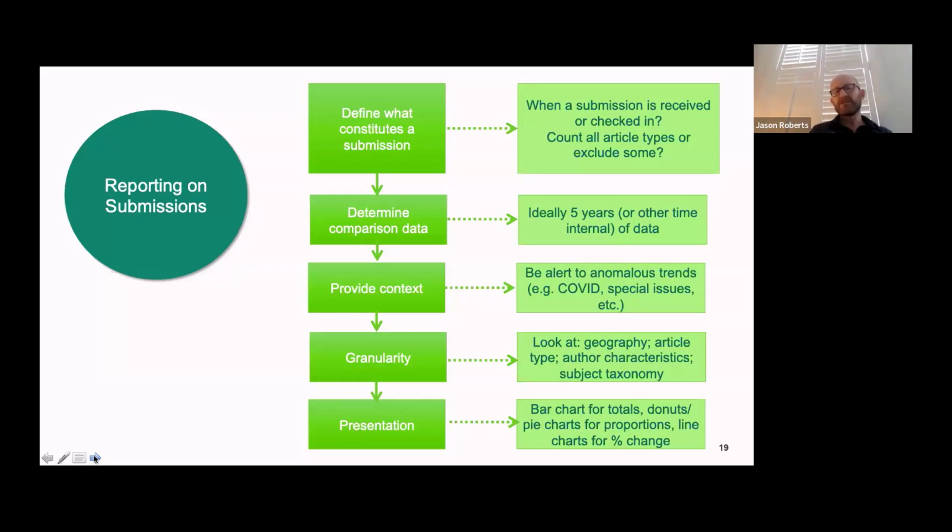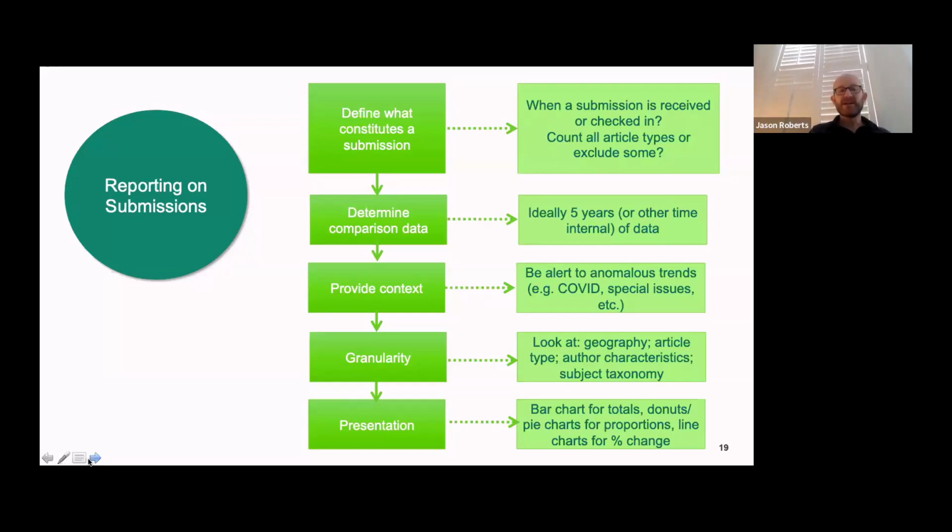I think if you're doing reporting on submissions, think about granularity as well. So break it down, not just total number of submissions. Think about geography, where they are from, article type, maybe author characteristics and subject taxonomy. All of these things are things that you can break down. You can do that using the reports that all the major systems provide. You can also run a pivot table in Excel. If you don't know pivot tables, I strongly recommend you go away and watch a couple of YouTube videos on using pivot tables in Excel. They're just fantastic if Excel is the tool that you use to do your reporting.